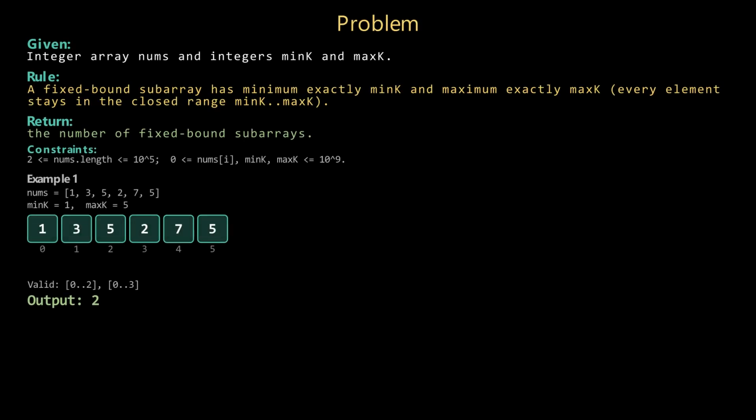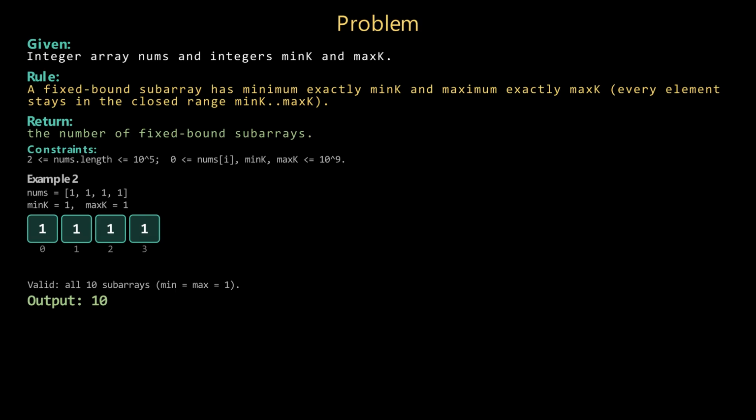Given an integer array nums and two bounds, minK and maxK, count subarrays whose smallest value is exactly minK and whose largest value is exactly maxK. Example 1, minK is 1 and maxK is 5. Indices 0 through 2 give 1, 3, 5, minimum 1 and maximum 5. Indices 0 through 3 extend that block with 2, still minimum 1 and maximum 5. Those are the only two qualifying subarrays, so the answer is 2.